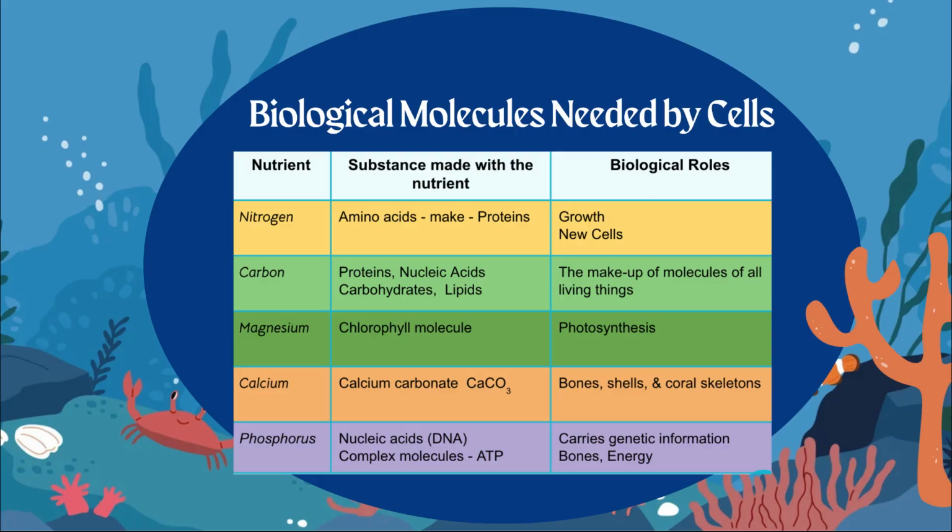Then we have carbon. Carbon is used to make every single organic compound. So all of the biological molecules have carbon. Magnesium is also used to make chlorophyll. So that's really important for plants because of photosynthesis. Then calcium is important because, again, it's used to make bones and shells and then the coral skeletons as well. Phosphorus is going to be used also to make DNA, but it's going to also be found in bones as well. So all of the elements that make up these biological molecules are used to make something.